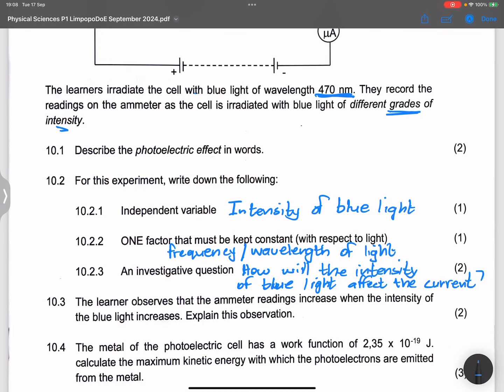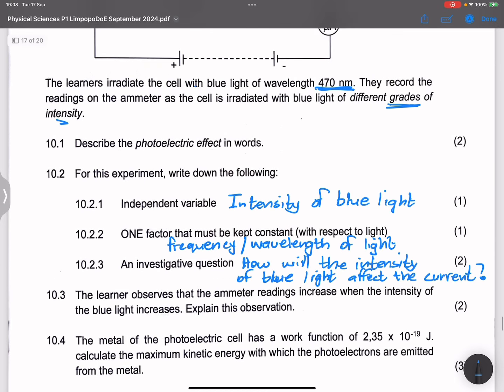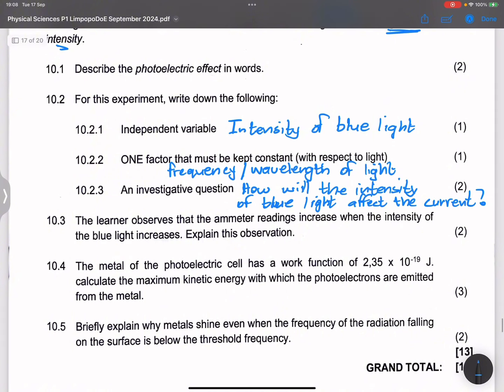Just want to illustrate that every time you ask an investigative question, it must end with a question mark. It might seem very obvious, but oftentimes you guys just miss that and as a result lose marks. Now the next question says, the learner observes that the emitter reading increases when the intensity of the blue light increases. Explain this observation.